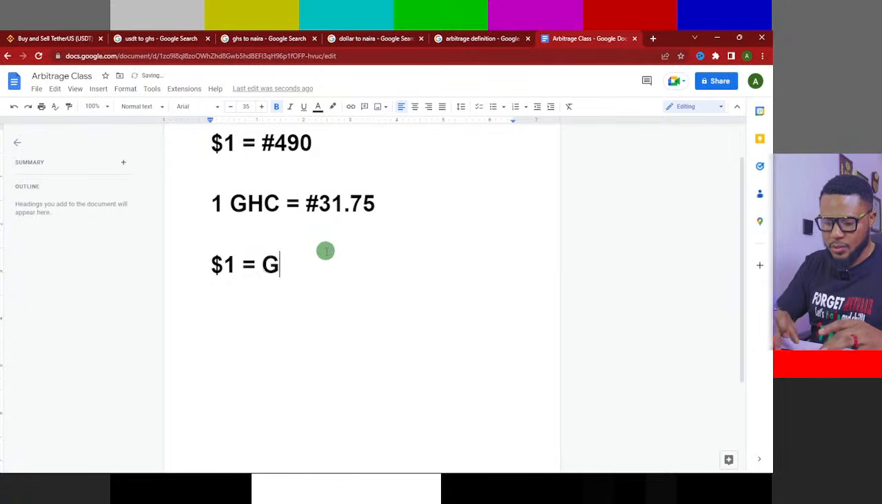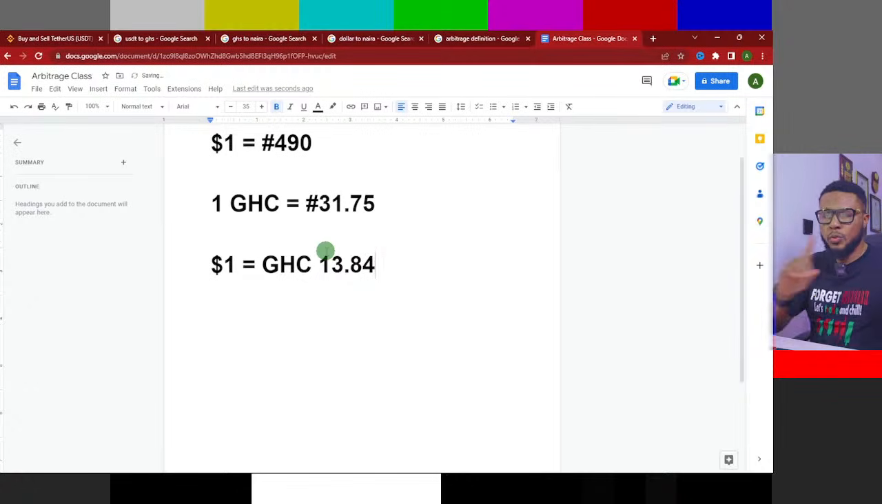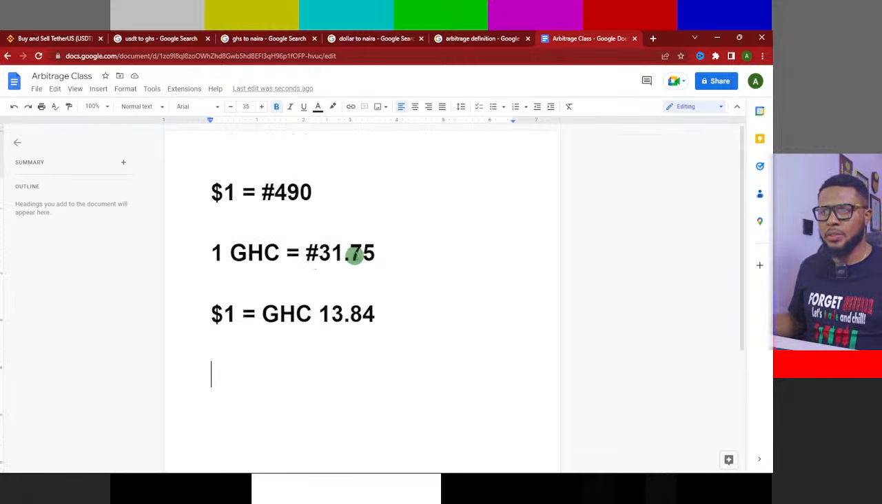Equals to GHC 13.84. So $1 is equal to 13.84 Ghana cedis, and then 1 Ghana cedi is 31 naira 75 kobo. $1 is 490 naira.